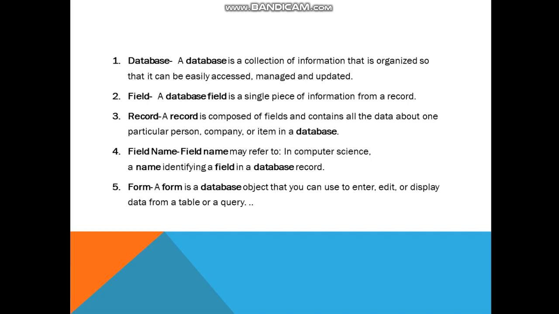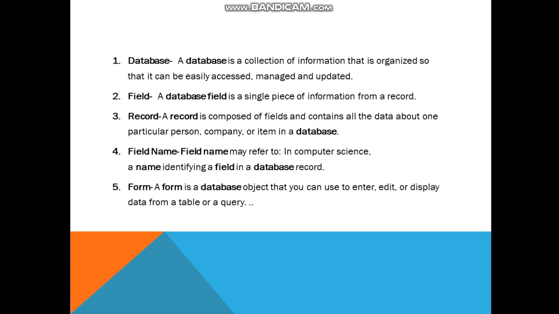So students, in this chapter I will discuss what is database, then field, record, field name and form. First I will start from database. What is database? A database is formed of fields and records. Or you can say a database is a collection of information that is organized so that it can be easily accessed, managed, and updated.